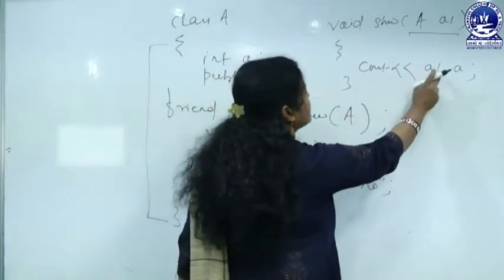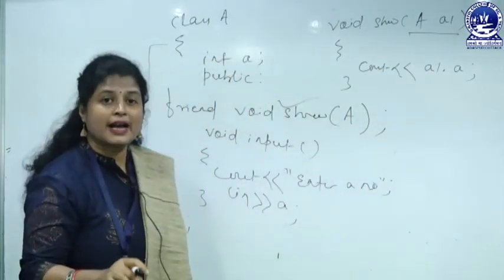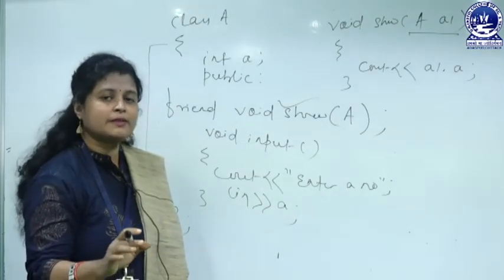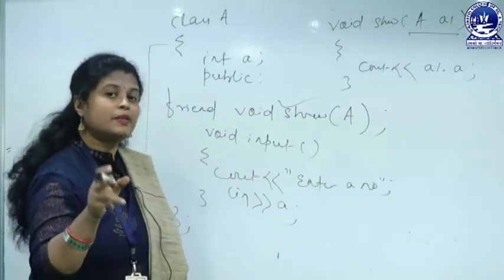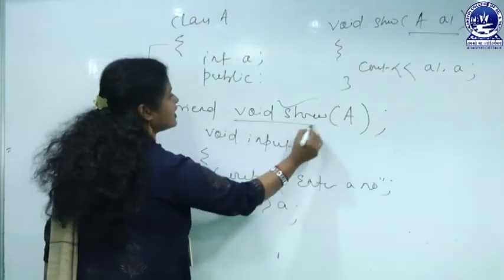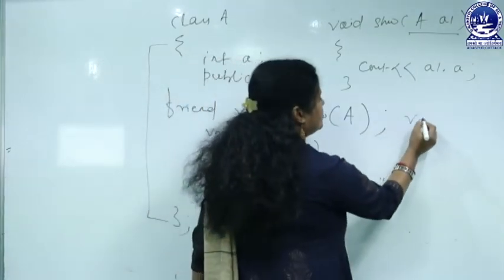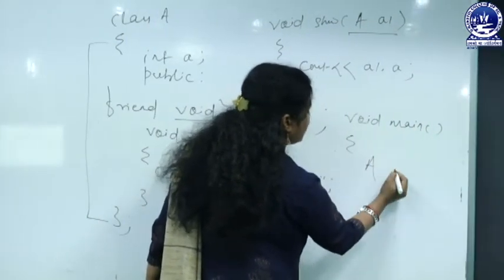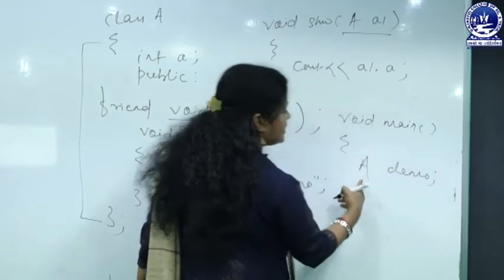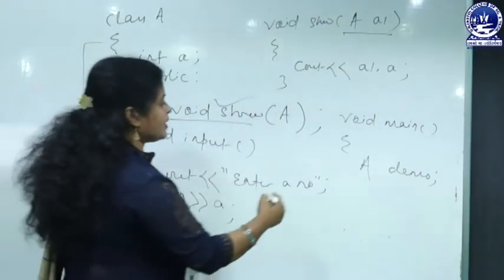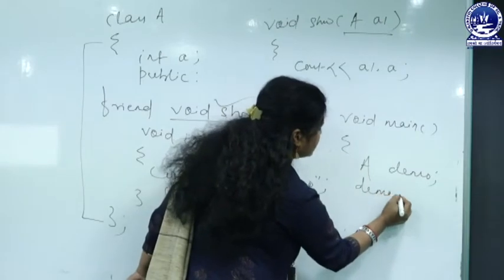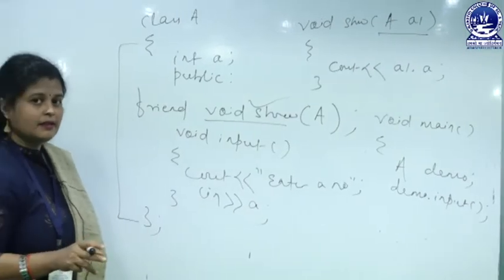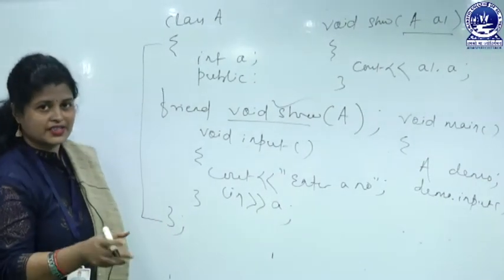When you are writing cout A1 dot a, it means you are accessing the private member of the class A, object A1, which is not possible by any outside method, but it is possible by using the friend function. Then the main method, void main. Inside the main method, I am writing A demo. A is the class name, demo is the object. Then demo dot input. Here I am calling the member method by using the demo dot input statement.